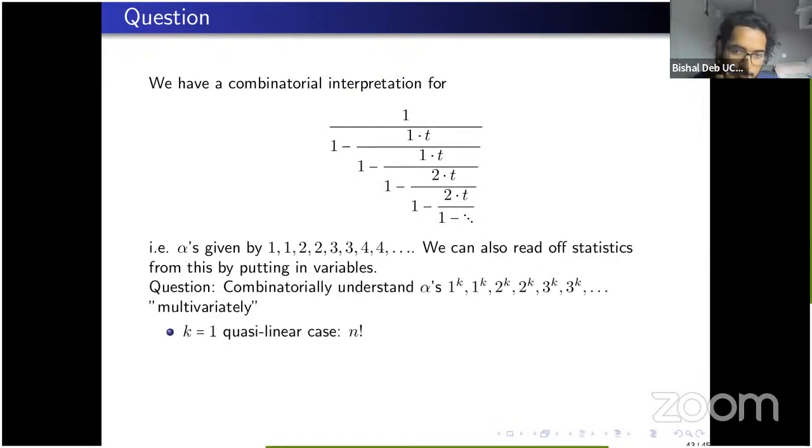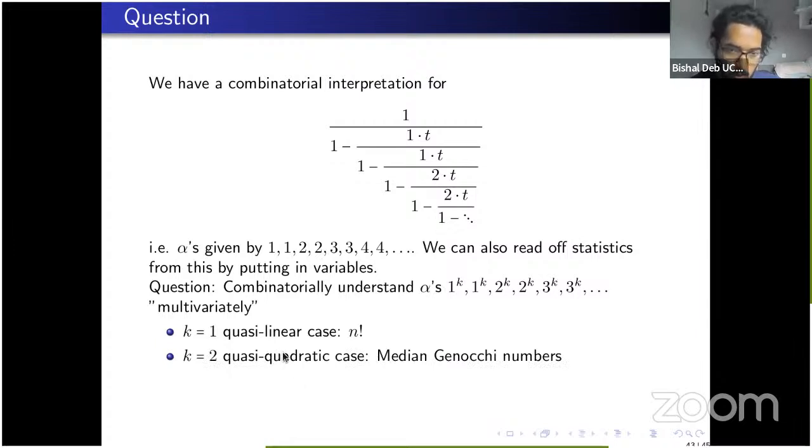Now the question is to understand when you have 1 squared, 1 squared, 2 squared, 2 squared, that is the median Genocchi numbers. We have seen that a while ago. But what about 1 cubed, 1 cubed, 2 cubed, 2 cubed, and so on? So k equals 1, that's the quasi-linear case. k equals 2, that's the quadratic case. But for cubic and above, not much is known.